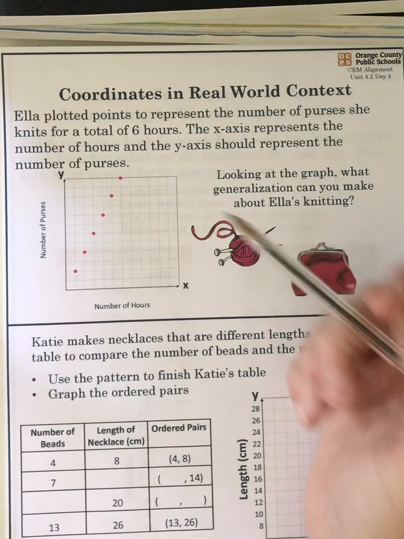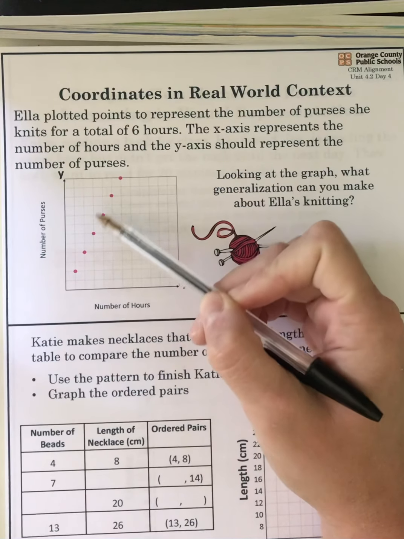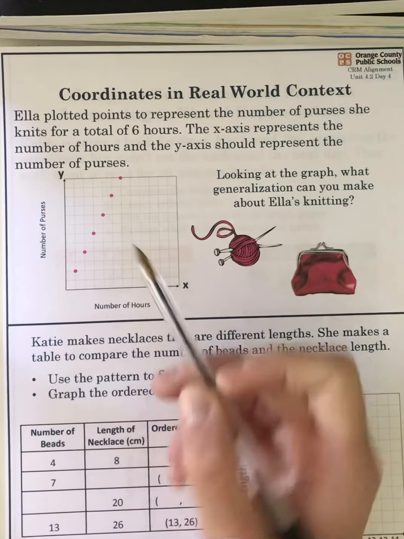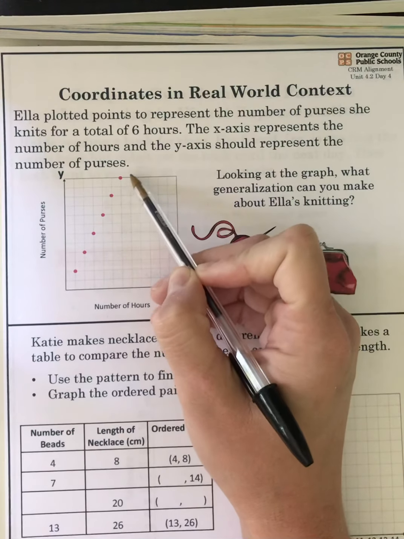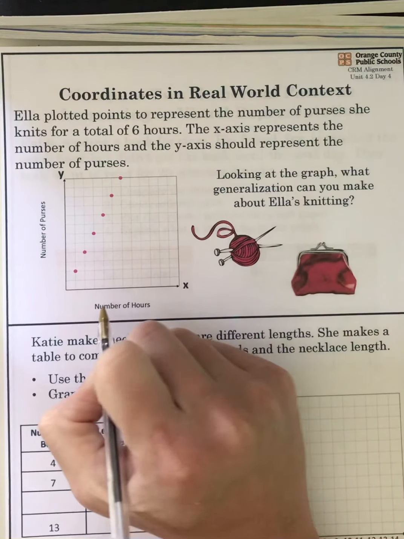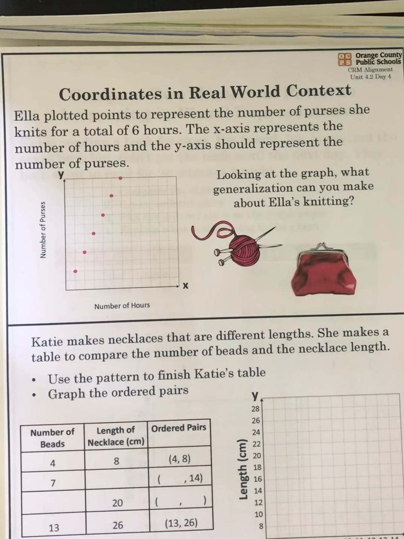So the first thing I'm going to do is look at the points. And I notice that the points continue to go up. So as my number of hours gets bigger, my number of purses also gets bigger. So the generalization I can make is that the more hours she spends on knitting, the more purses she makes.